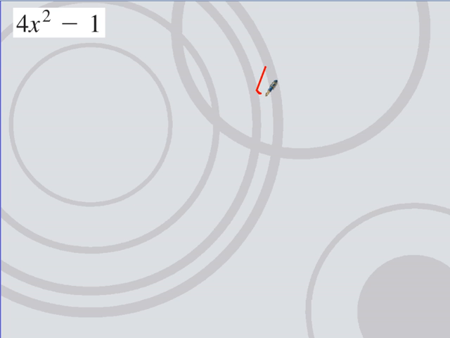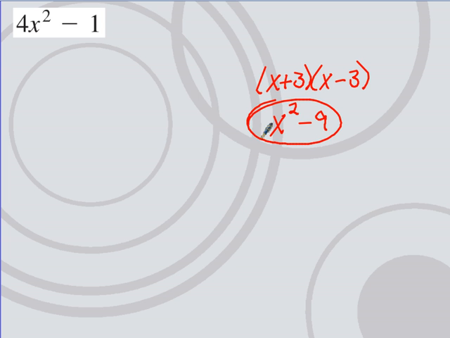And let's review real quick. X plus 3 times x minus 3. What did we call those, Lydia? Conjugates. And when we multiplied conjugates together, we didn't have to worry about our middle term. X times x was x squared. Positive 3 times negative 3 is negative 9. Look what that multiplied into.